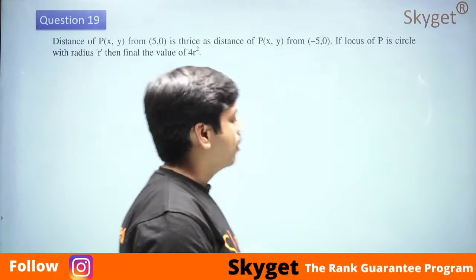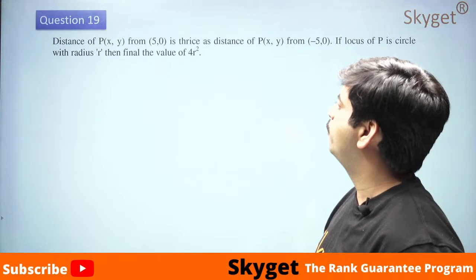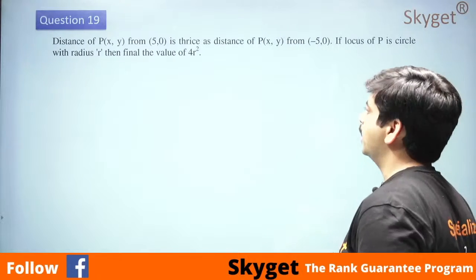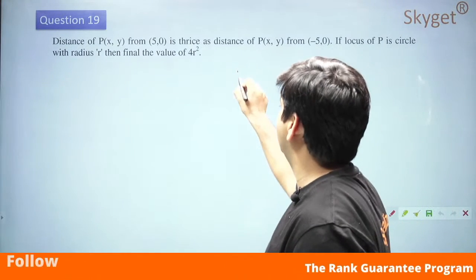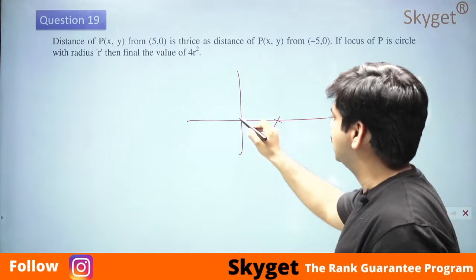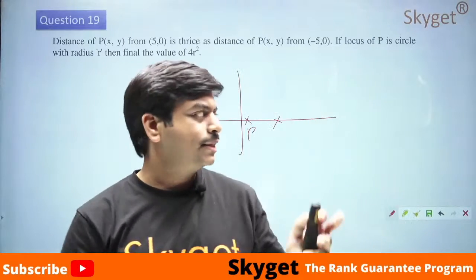19th question. Once again distance questions. Distance of P x comma y from 5 comma 0 is thrice. Oh my god, this is interesting. Distance of a point from 5 comma 0. Where is 5 comma 0? Here. Let us take some point. I'm not sure where the point is, but I'm just taking an arbitrary point.